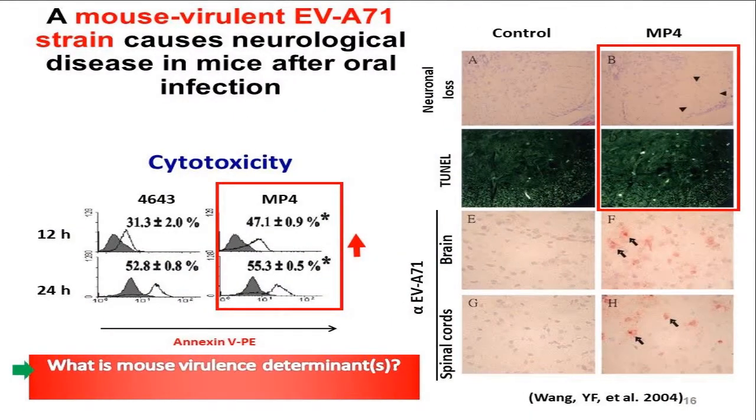Another study is when we tried to establish the mouse model, we wanted to have a virulent strain. So we adapted EV-A71 in the mouse brain four times. In this MP4 strain, you can see the apoptosis in the infected tissues. So the next question we asked is, what is the most important virulence determinant here?